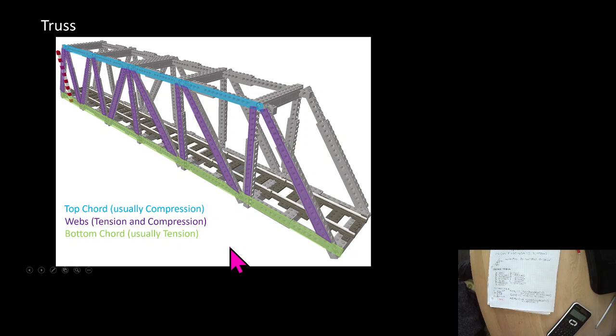Take a look at this. This is a truss you're probably all used to seeing. There's our top chord in blue, our bottom chord in green, and then our web members that could be in tension or compression. If our thing is bending like this, the bottom chord is usually in tension and the top chord is usually in compression, and these web members are interchanging.